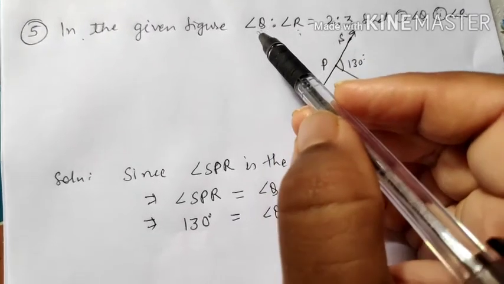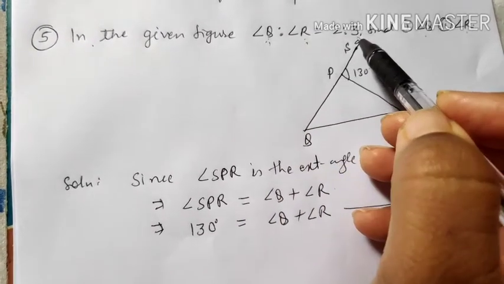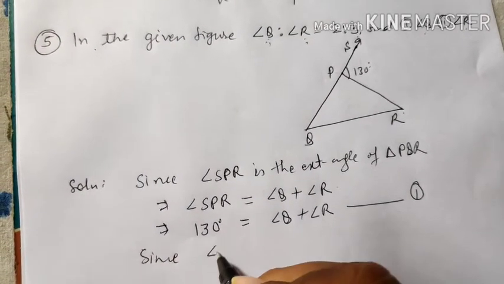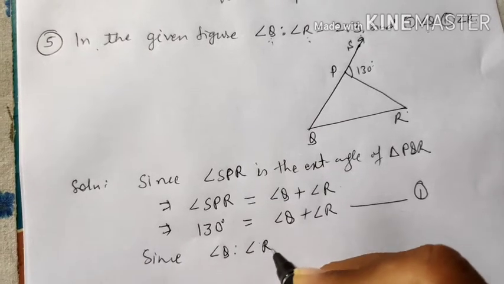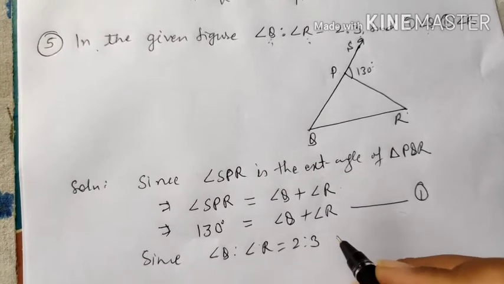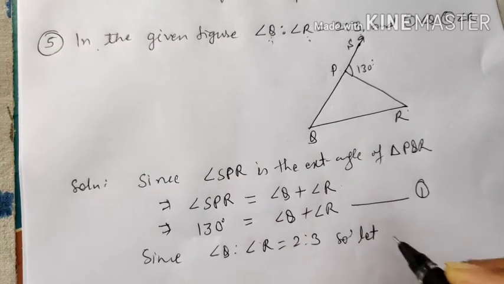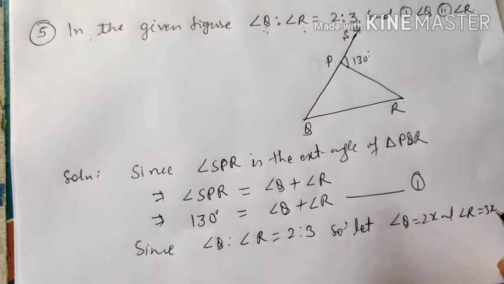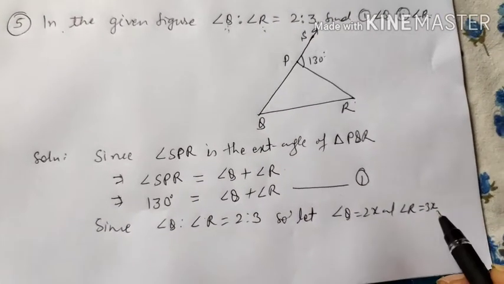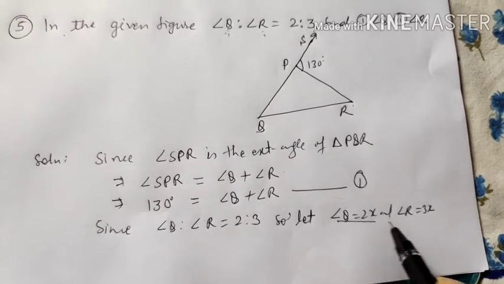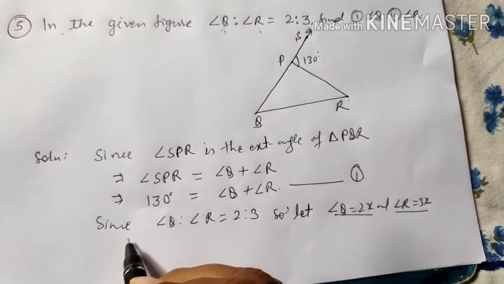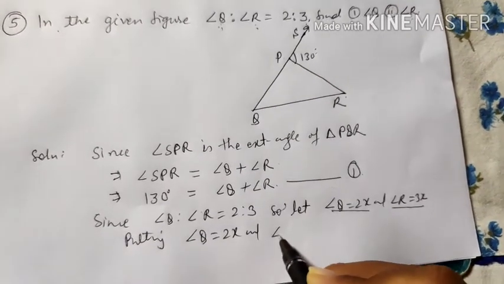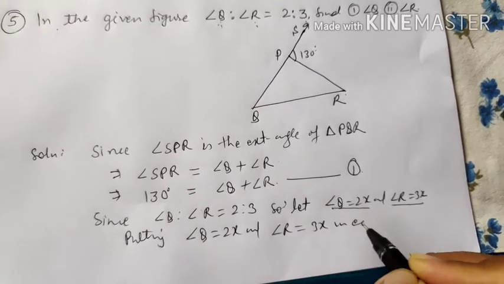That means if angle Q is 2x, then angle R must be 3x. Okay. So since angle Q is to angle R equals 2:3, let angle Q equal 2x and angle R equal 3x. Okay. Because the ratio is 2:3. Now putting the value of Q as 2x and R as 3x in equation 1.